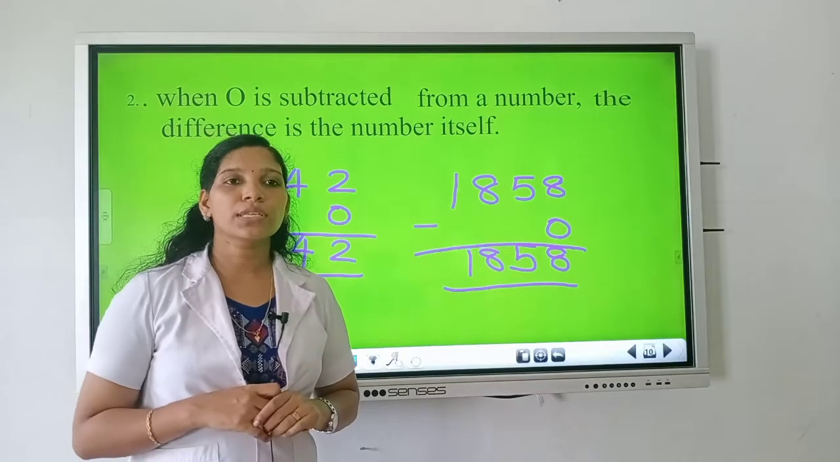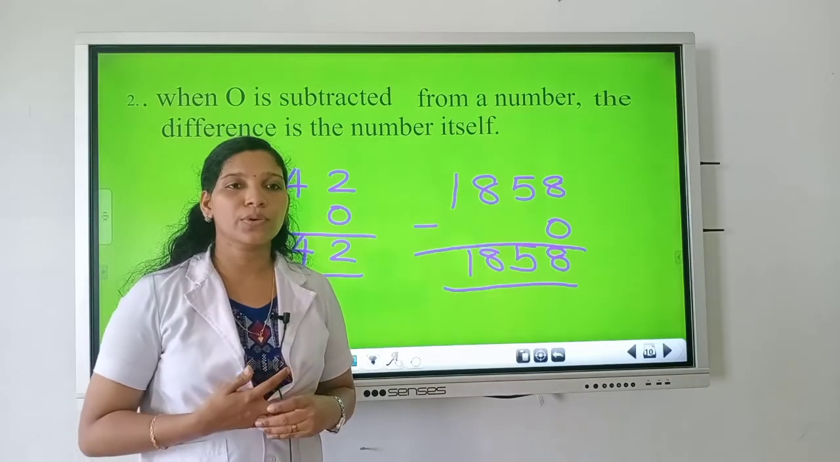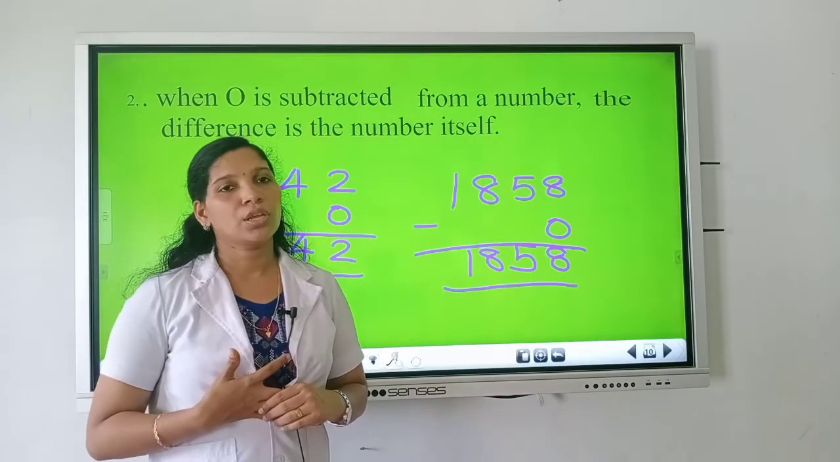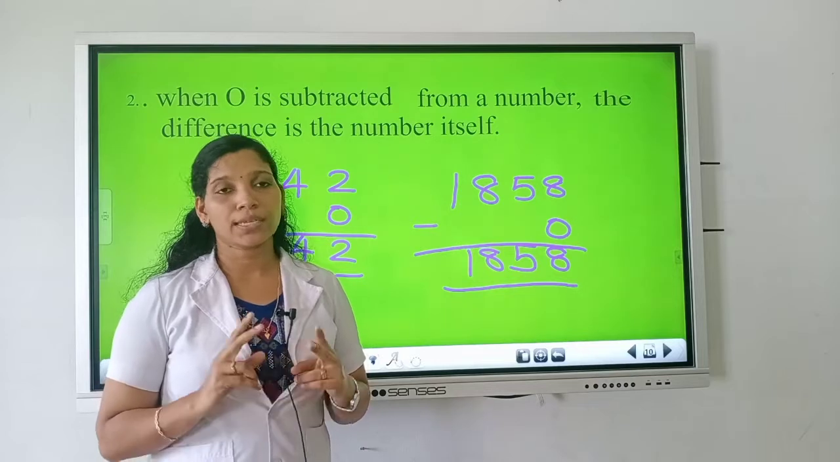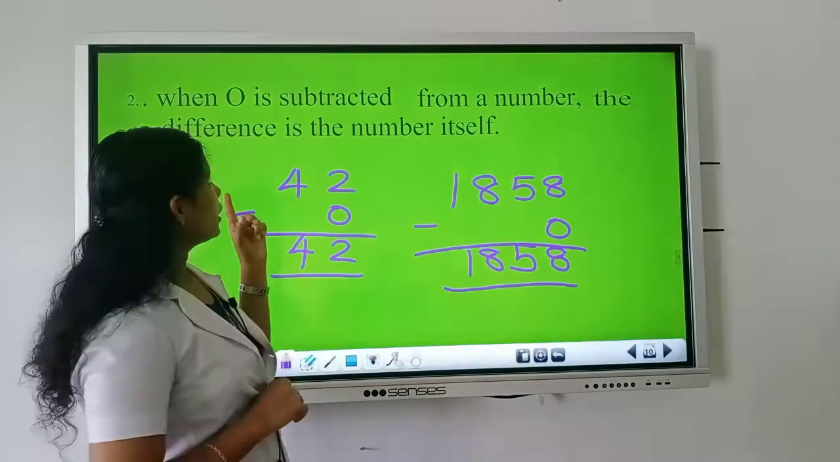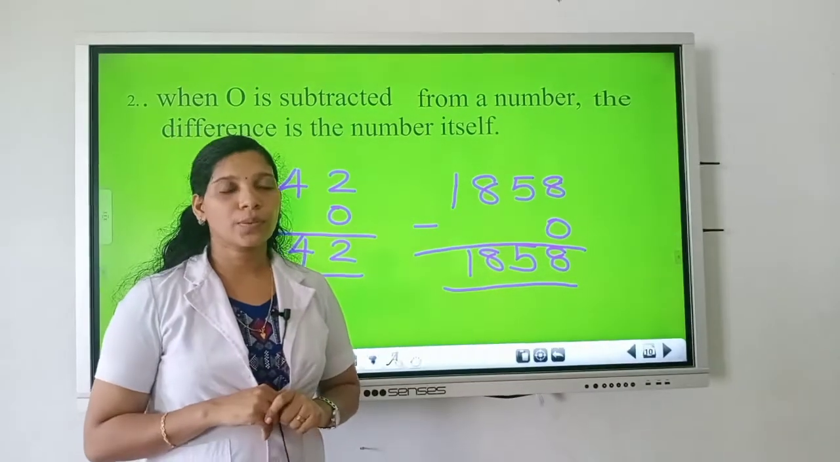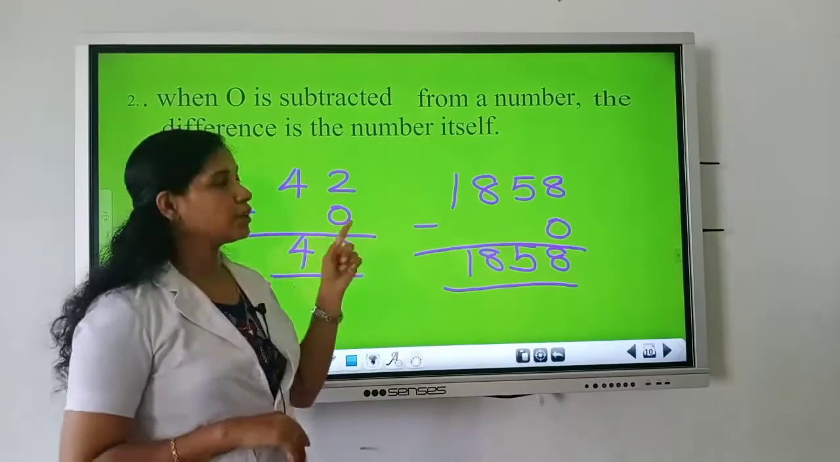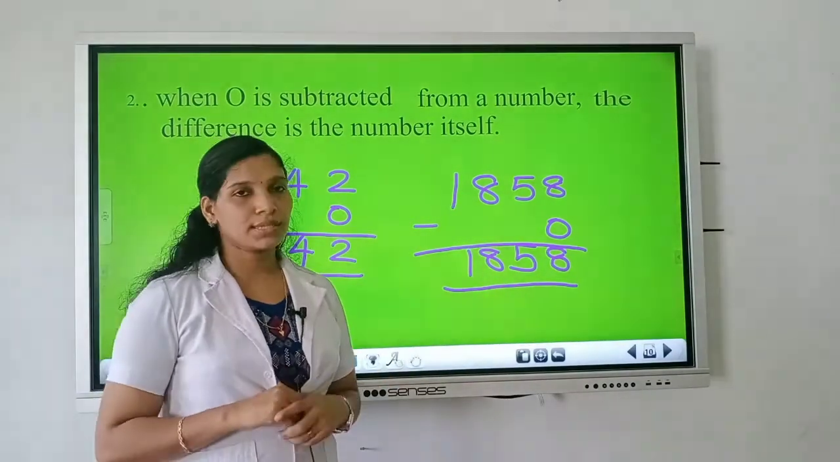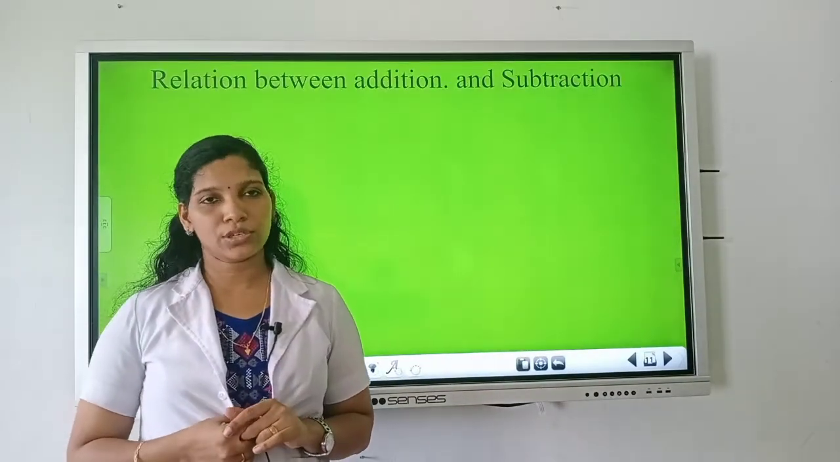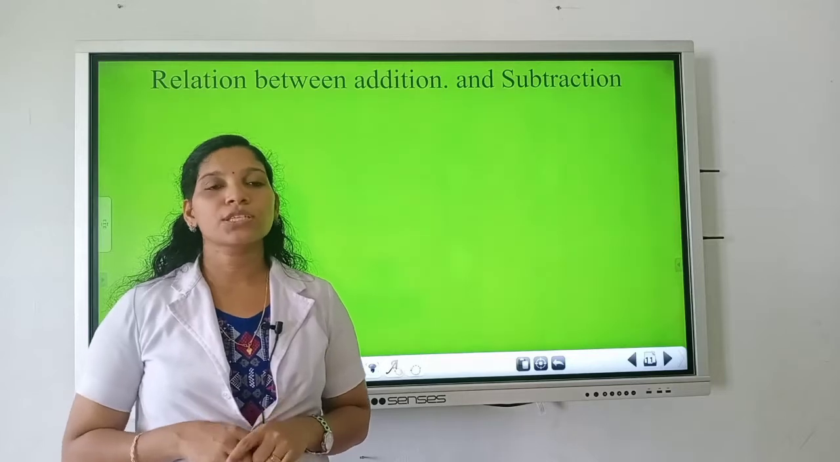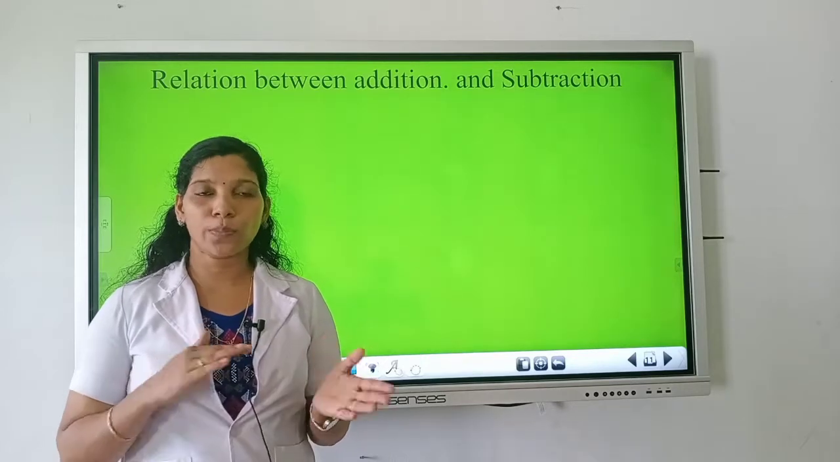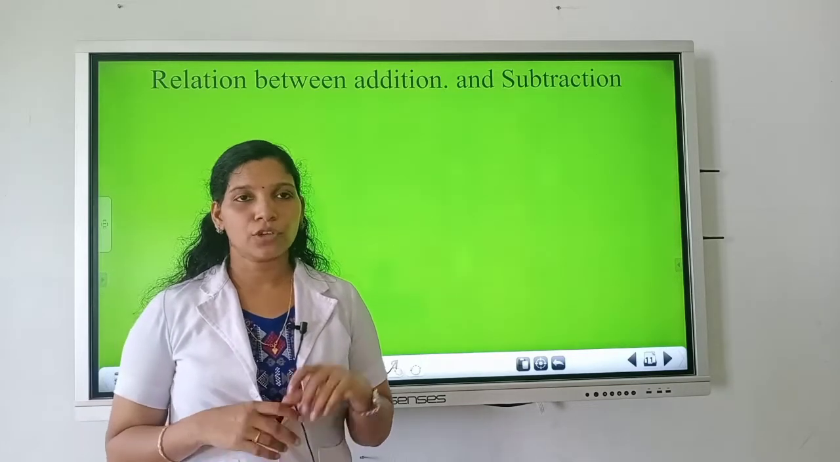Okay, so what was our first property? If you subtract a number by itself, you will get 0. And our second property is, if 0 is subtracted from a number, the difference is the number itself. Relation between addition and subtraction. What is the relation between addition and subtraction? They are opposites of each other.